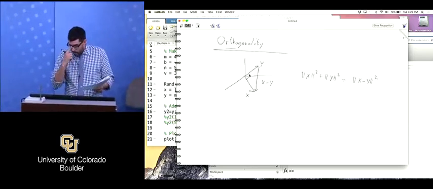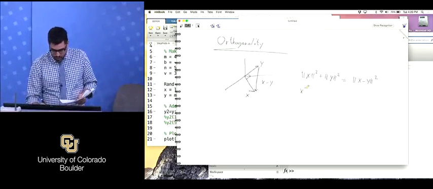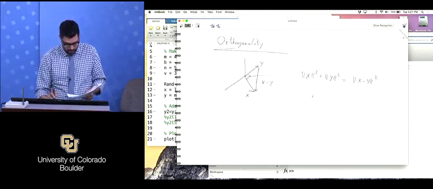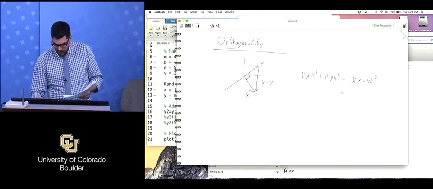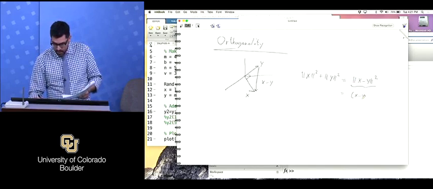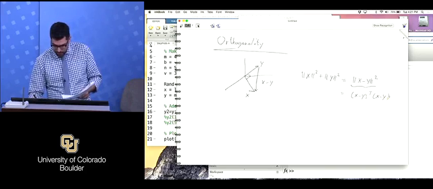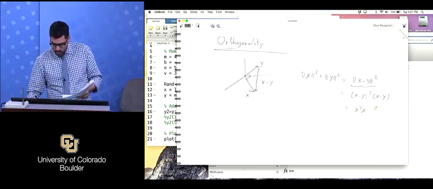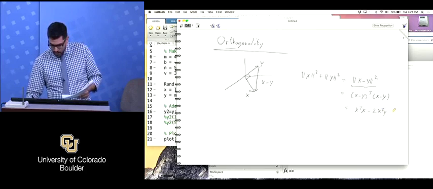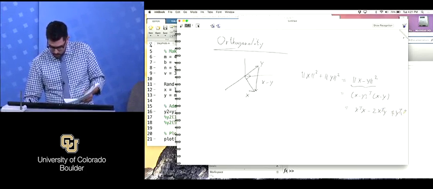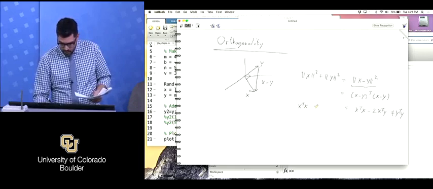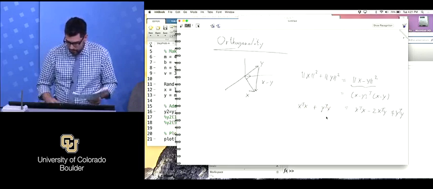Okay, well, if I write this out, it's going to be x transpose x plus y transpose y. This one is going to be, if I write this out, x minus y transpose x minus y, which then becomes x transpose x minus 2 x transpose y plus y transpose y. Okay. Now, of course, this is x transpose x, and this is y transpose y.